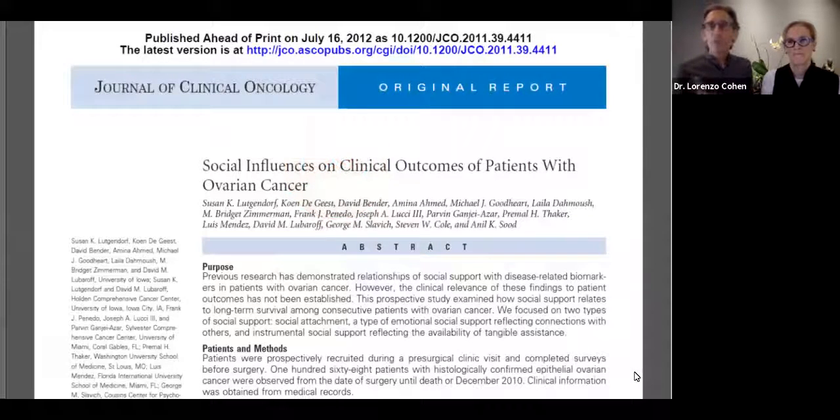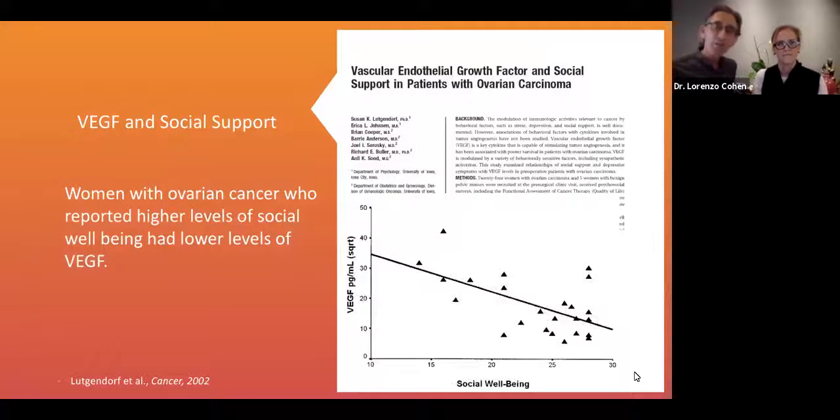The other reason support is important is because the data is just overwhelming that on the flip side of support is loneliness and social isolation. We know that that's literally toxic. And the flip side you see pictured here is from some beautiful research by our colleague Susan Lutgendorf at the University of Iowa, showing that patients who have more social support and are socially connected to their friends and colleagues live longer after this diagnosis. And again, it's not just about feeling better.